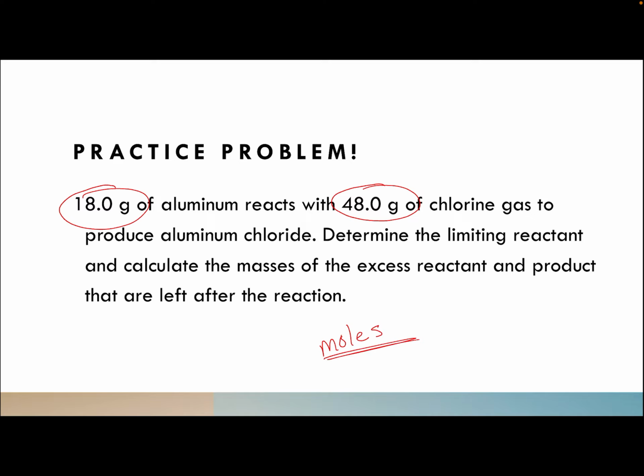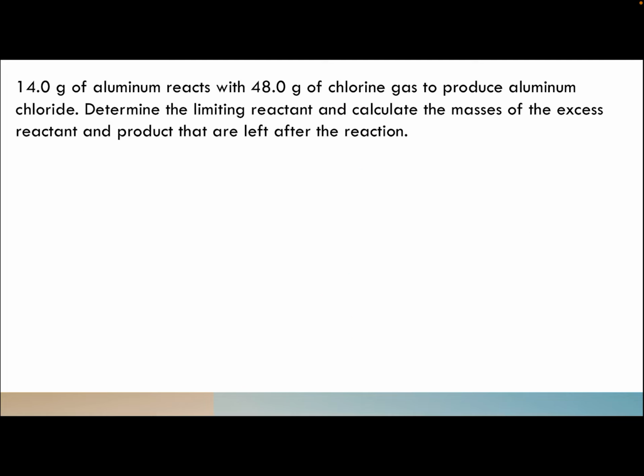Like I said, later we can sometimes do it in molarity, but for now you're only allowed to do ice tables in moles. So you're going to need to convert your grams of aluminum into moles of aluminum and your grams of chlorine gas into moles of chlorine gas before you can even start the problem. Once you're done, come back and I will show you the solution. All right, here we go.